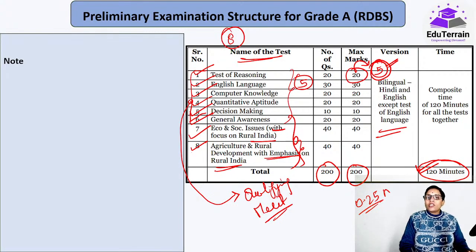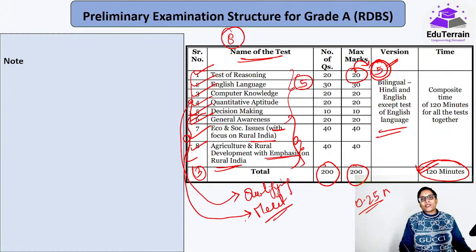So similarly, for English, computers, quants, decision making, the best strategy would be looking at the qualifying marks and answering accordingly. Now the rest of the time that you save, you can focus on general awareness, ESI and ARD. These 3 subjects are merit sections. Why merit sections? Because the marks you score in these 3 subjects will help you move to phase 2, that is the mains examination. Okay, so individual sectional cutoff also would be there, and overall cutoff would be there.